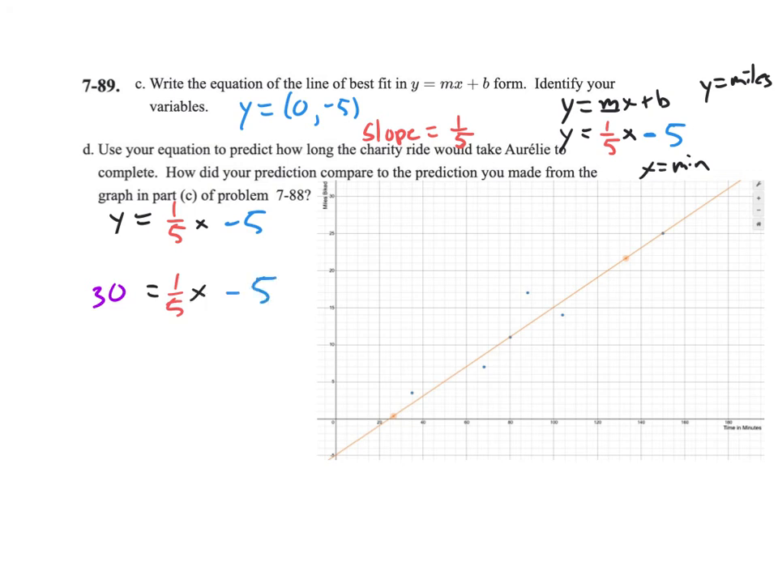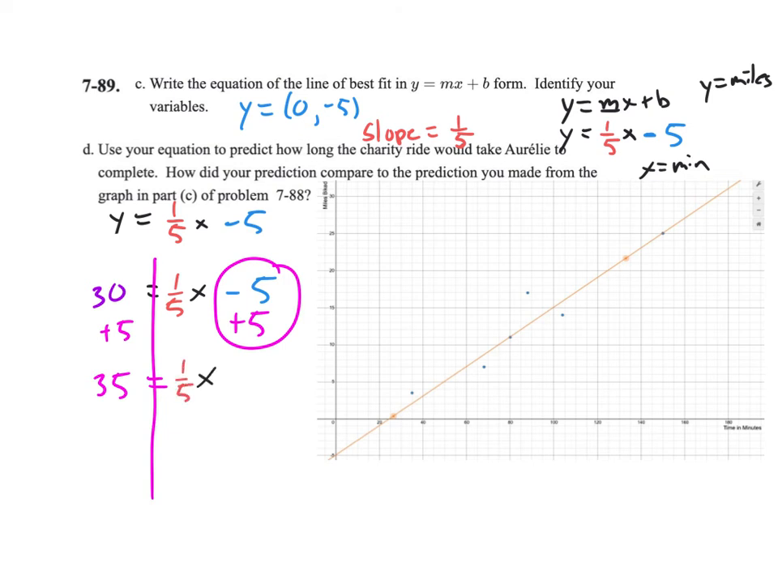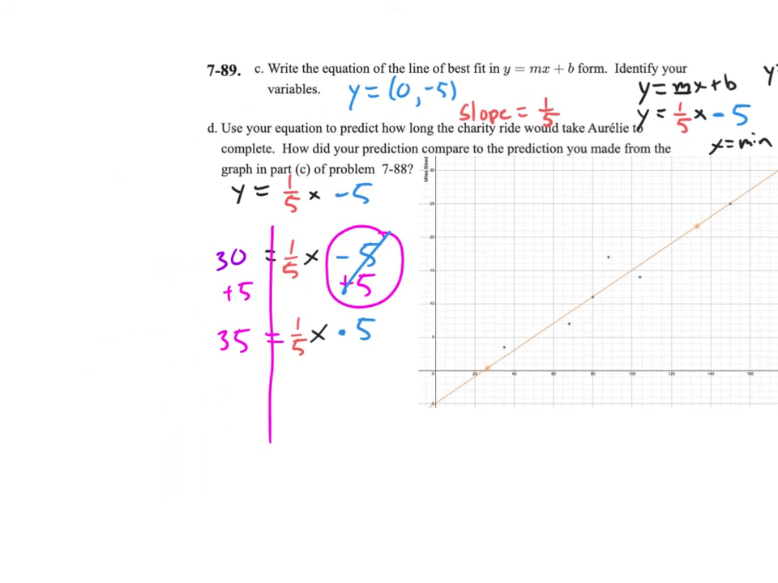How long? That's in minutes. Now I just need to solve this. Remember, I'm trying to get x by itself. So I'm just going to add 5 to both sides to make a 0 pair here. Got 35 is equal to 1/5 x. Now, remember I'm doing the inverse operation. If I've got 1/5 of x, I need a whole x. So to make this a whole, I need to multiply by 5. Whoops, I've got to cross out my 0 pair there.